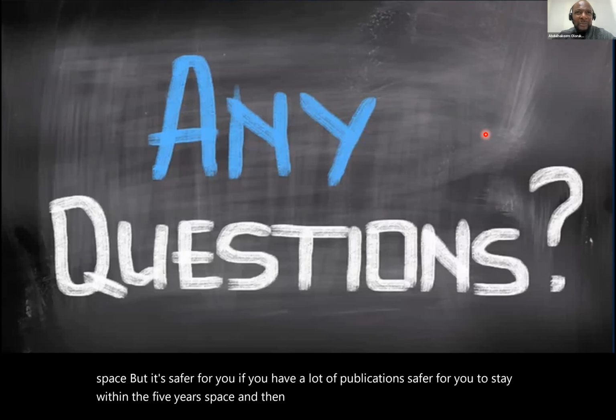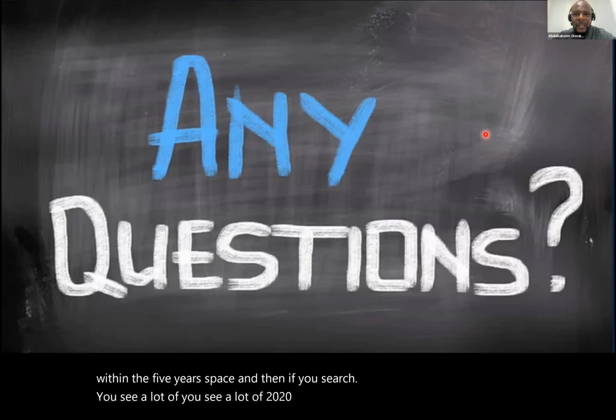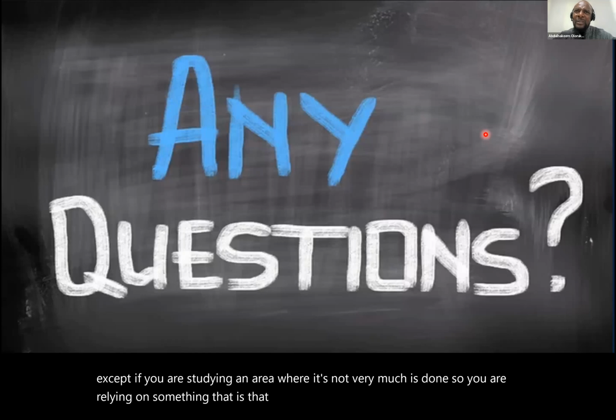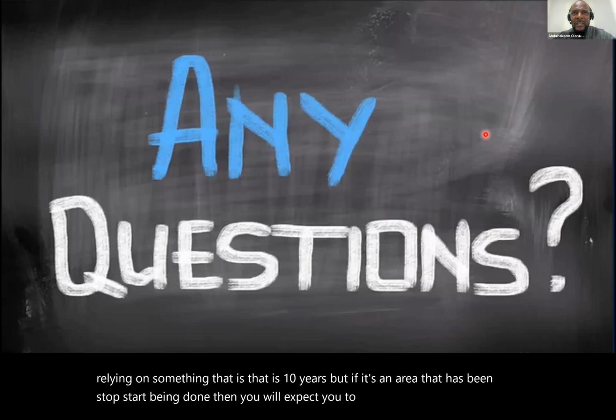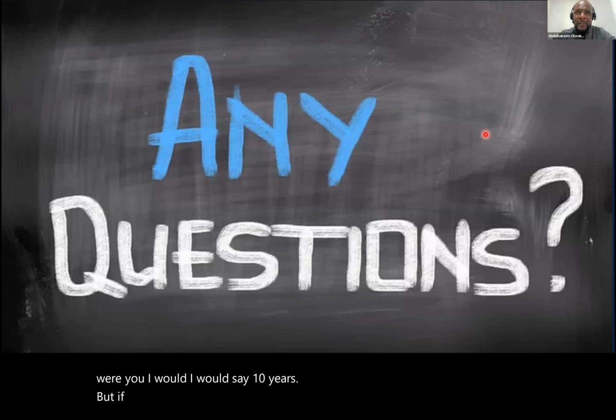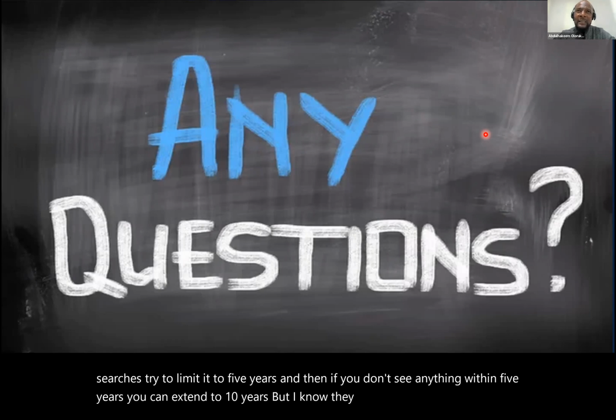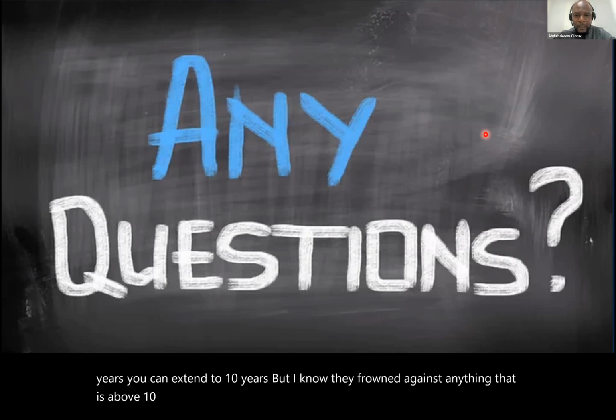And then if you search very well, you see a lot of 2022, 2021 stuff. So you shouldn't bother very much, except if you are studying an area where not very much is done, so you are relying on something that is 10 years old. But if it's an area where a lot has been done, then we expect you to see things that are recent. So if I were you, I would say 10 years. But if you can limit within 5 years, then go. So all your searches, try to limit it to 5 years. And then if you don't see anything within 5 years, you can extend to 10 years. But I know they frown against anything that is above 10 years. I hope that answers the question.